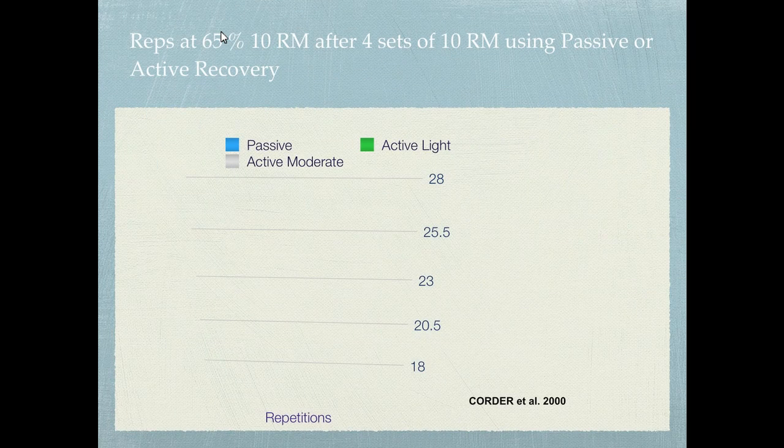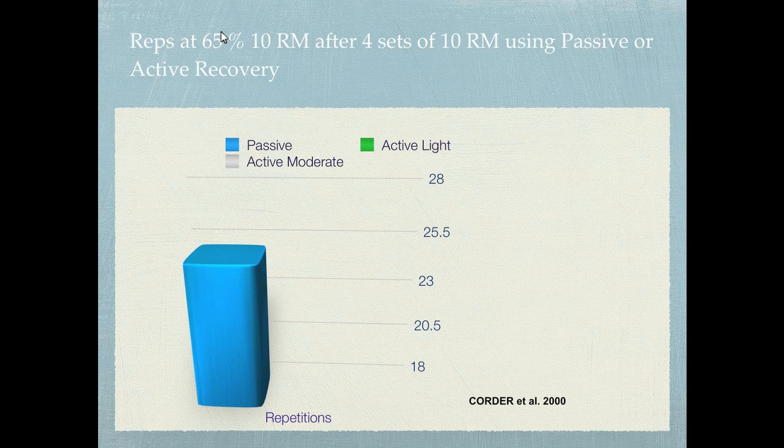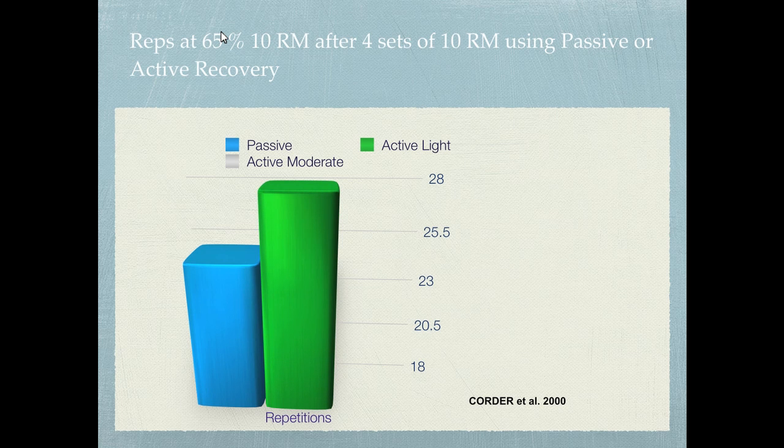And then let's look at who got the most repetitions. This is the passive condition. That's the moderate condition, active moderate. That's the active light, and that's the active moderate. So notice the active light, which is the green, got the most reps. So theoretically speaking, they should also get the greatest gains, at least in strength.